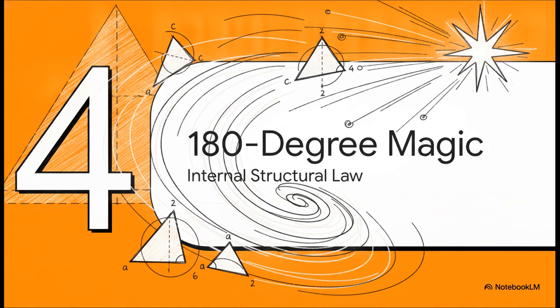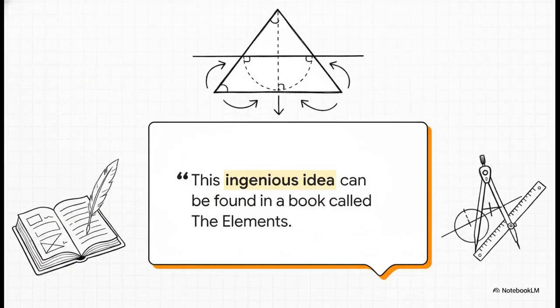Section 4. The 180-degree magic. Internal structural law. Okay, so how do we know what the internal angles of a triangle are going to add up to? The source text highlights this brilliant piece of historical engineering. Back around 300 BCE, the Greek mathematician Euclid documented a truly ingenious idea in his famous book, The Elements.